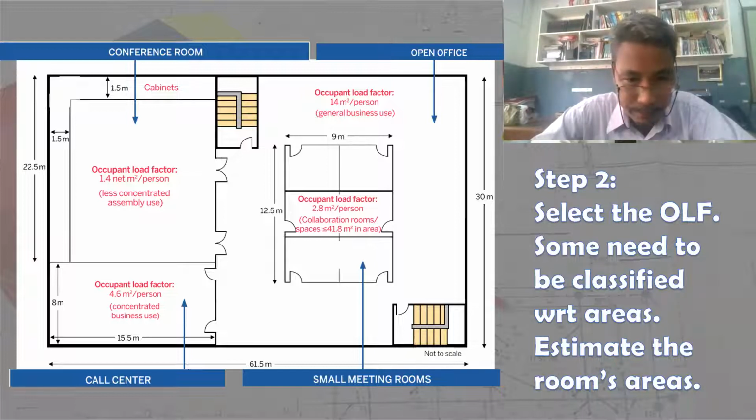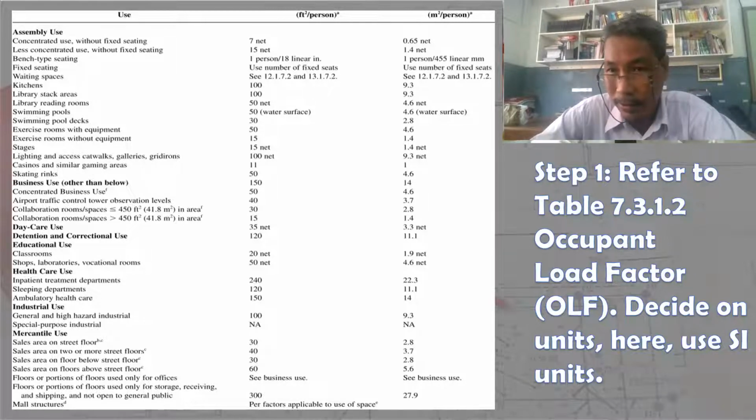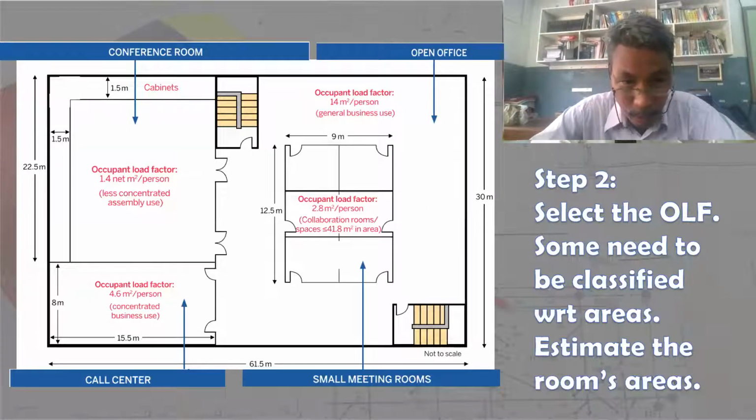And the third one is about call center. Okay, call center room is again a business use. There is no direct selling of goods and services there. So let us classify that room from the table. We can say that it is call center. It may be what, a concentrated business use. Okay, one call center agent is actually sitting side by side and back to back with other call center agents. So you can imagine this space in real life as some sort of internet cafe. So 4.6 square meter per person as our occupant load factor.